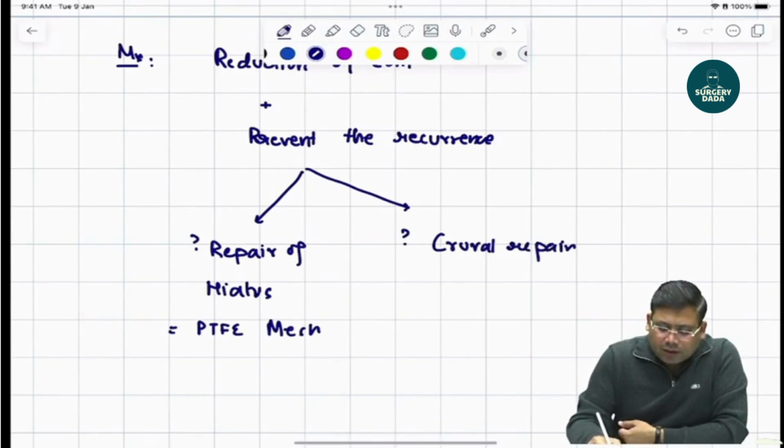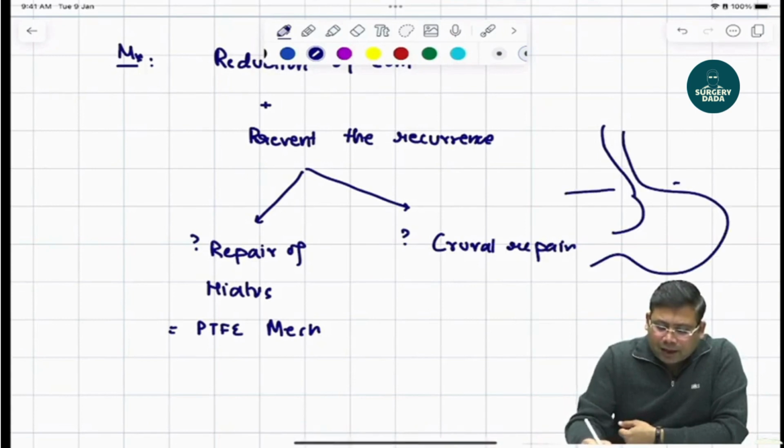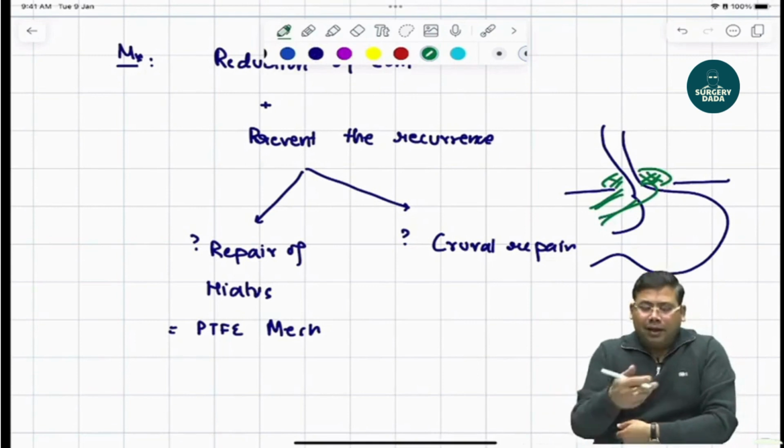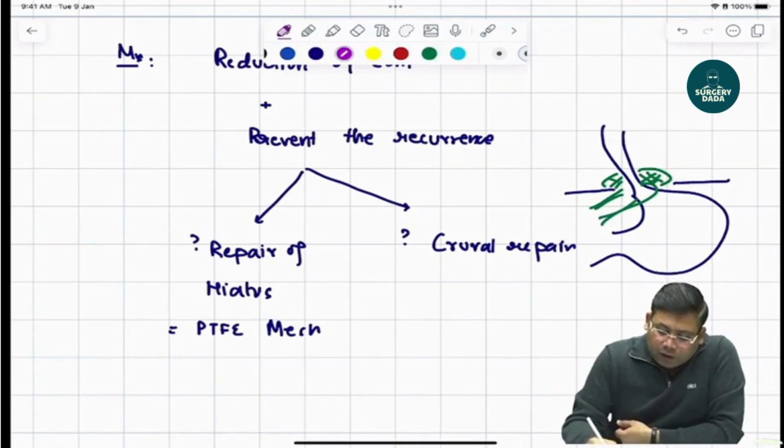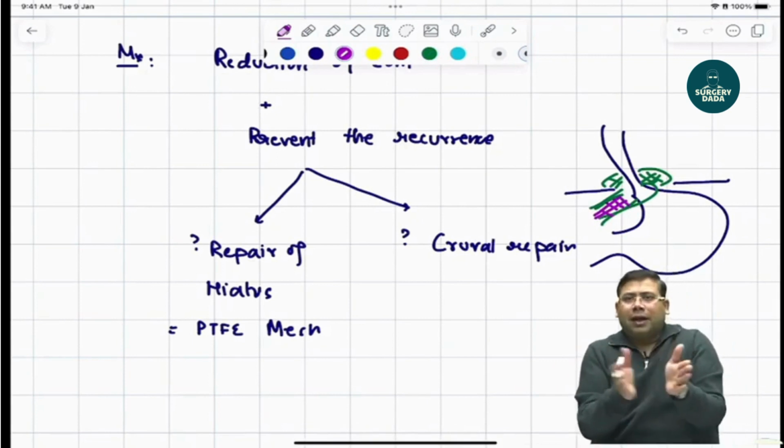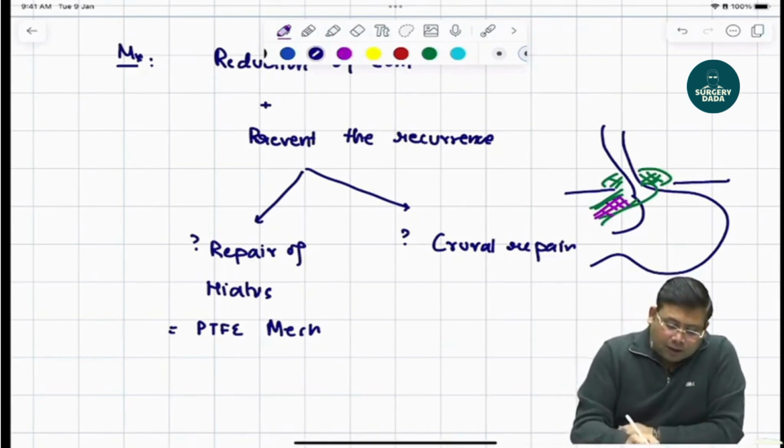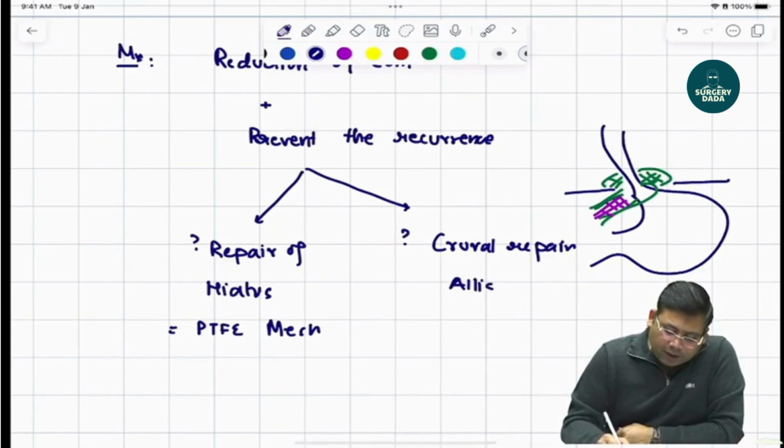So try to understand, if you only repair, this is the hiatus. So you have placed the mesh. I am happy that you have placed the mesh. The recurrence will not happen here. But what about the gap in the crus? Sliding hernia will happen. So therefore you need to bring the right crus and left crus together and repair them. And this is what is known as Ellison's repair, Ellison's repair.